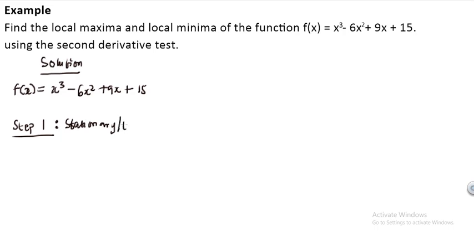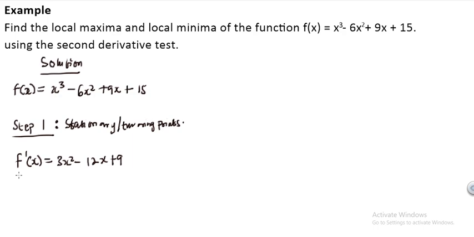Stationary or turning points. So how do you find the stationary or turning points? The first step you want to take is to find the derivative of the function. Now I'll say f prime of x is equal to, if I differentiate x cubed, this is 3x squared, minus, if I differentiate 6x squared, I get 12x. If I differentiate plus 9x here, it becomes plus 9. If I differentiate plus 15, it becomes 0.